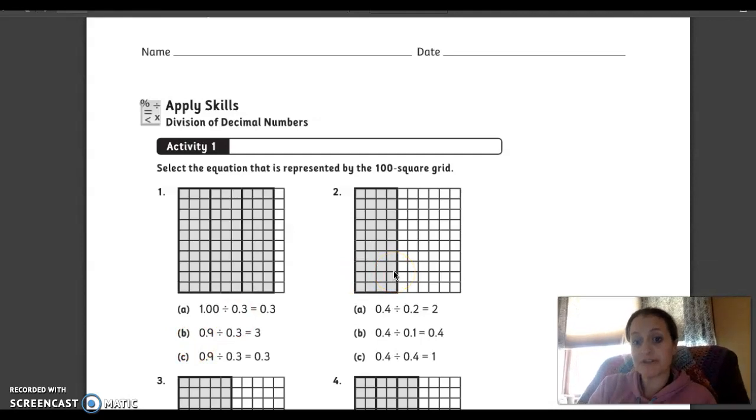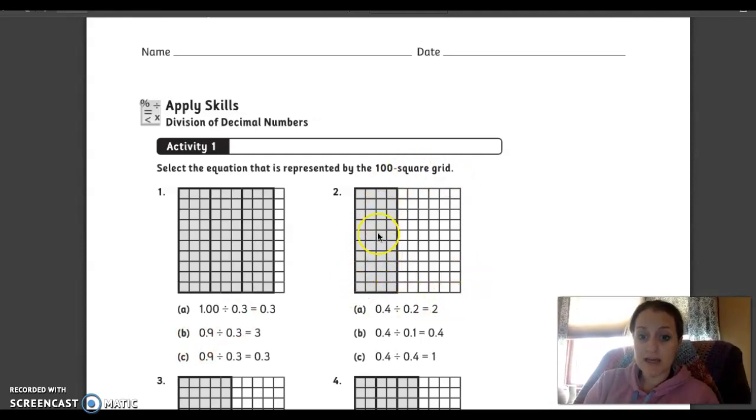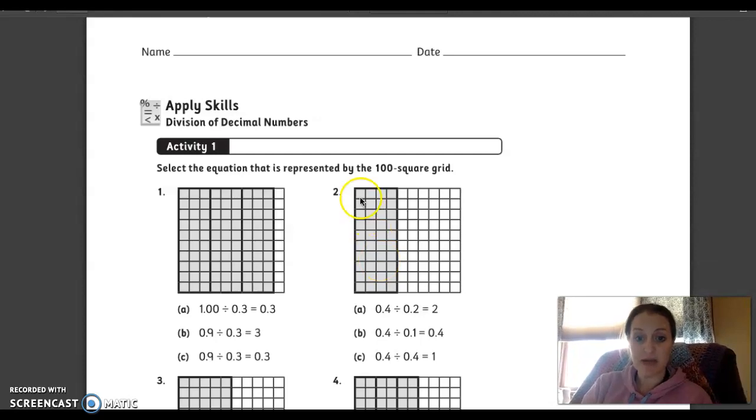All right, for number 2, we are going to be looking again at this 100 square grid. Let's count how many columns of 10 we have. 1, 2, 3, 4. We have 4 columns of 10. 10 times 4 is 40. So right here, we have 40 squares shaded in, and we know that will look like 0.4 when it's a decimal.